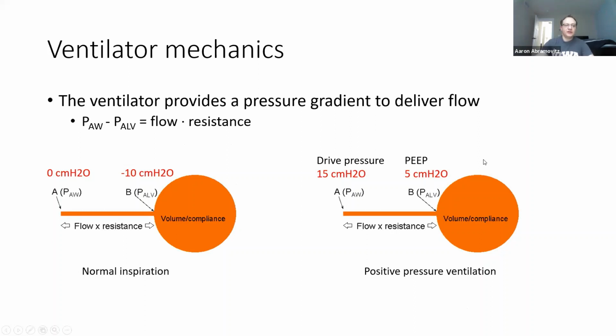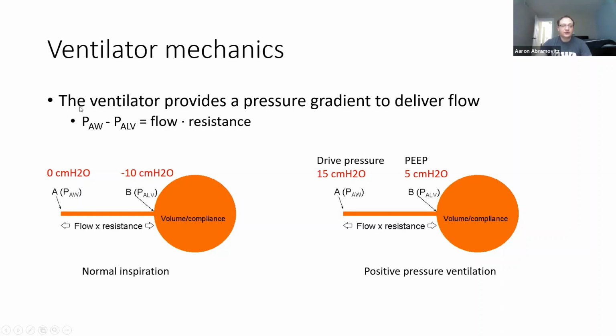So the ventilator works by providing a positive pressure gradient to deliver flow. So as you can see with normal inspiration, the diaphragm expands, creates a negative pressure in the chest. Flow goes from high to low pressure until pressure equalizes. That makes the tidal volume happen. Whereas positive pressure ventilation uses a drive pressure to create that pressure gradient and deliver flow.